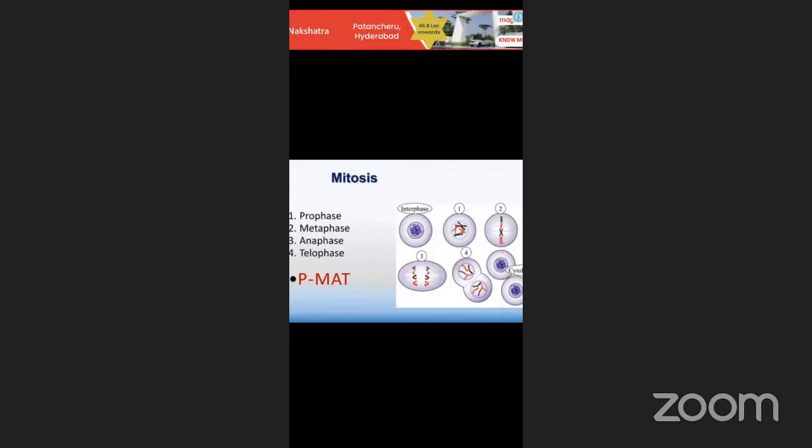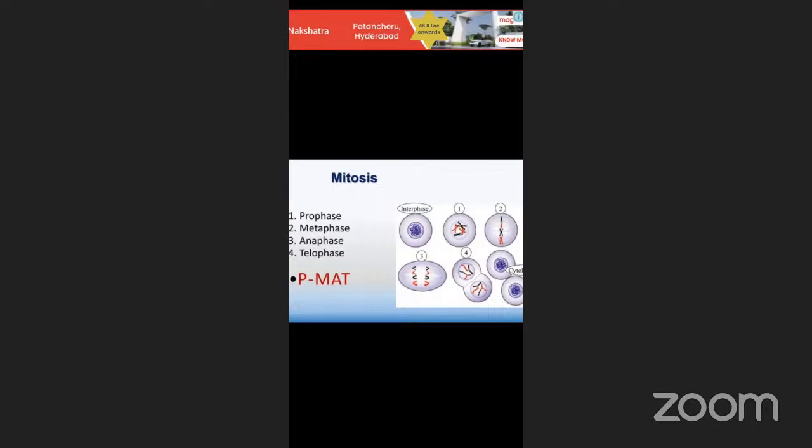What is karyokinesis? The process of karyokinesis involves the division of the nucleus. So the nucleus divides, and afterward cytokinesis occurs. In karyokinesis, there are four stages: prophase, metaphase, anaphase, and telophase.